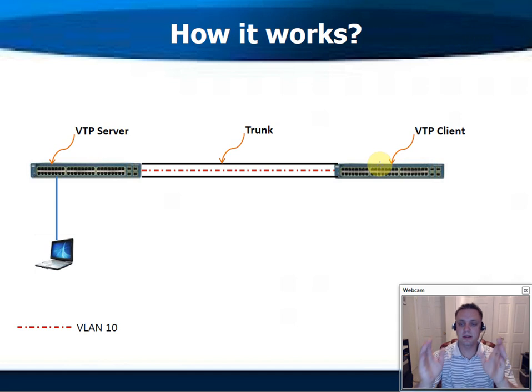The client's going to look and say, well, my configuration revision number is 0. Your configuration revision number is 1. So you're higher. I'm going to go and delete my VLAN database and update it with what you have. In which case, VLAN 10 is added to the switch here, which is the VTP client. That's how it does it for us dynamically. As well as the VTP client also at that point will increment its configuration revision number up to 1 as well. So the server and the client at that point will be at the same revision number.